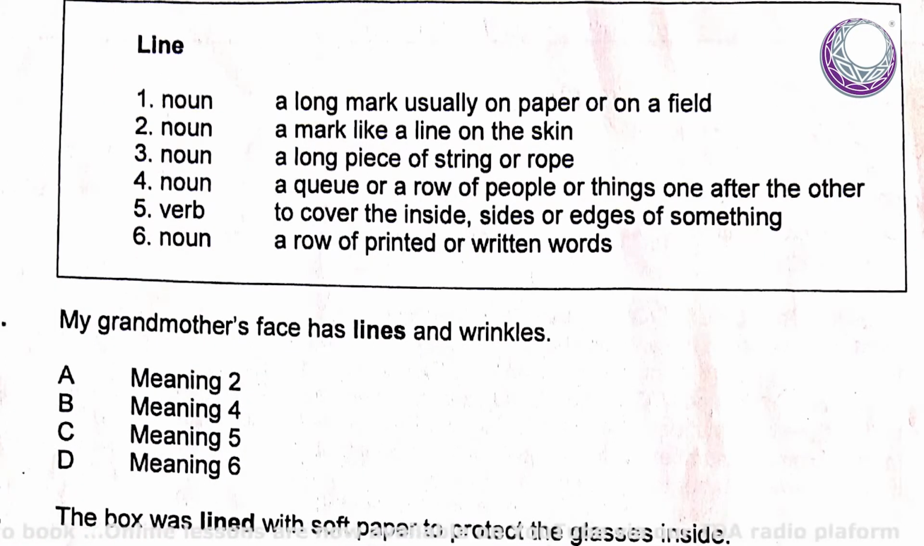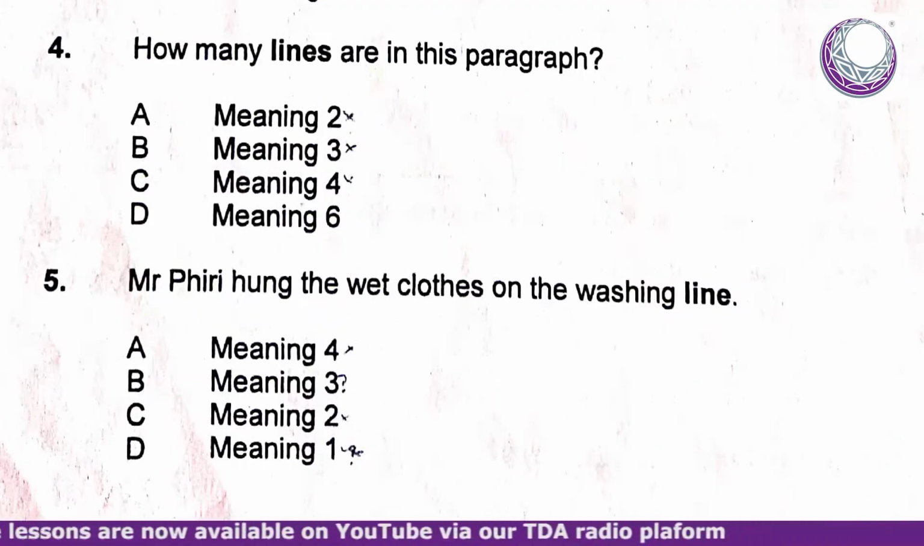So we can go to meaning 2, which doesn't make sense. We can go to meaning 3, which says a long string or rope, and it doesn't make sense as well. So which one are we going to relate to? We can go to meaning 6, a row of printed or written words, and that's the answer that you're going to get. And then finally, we go to the last one.